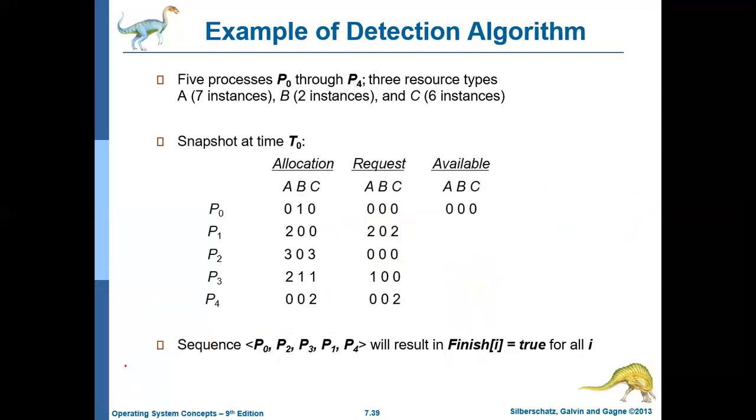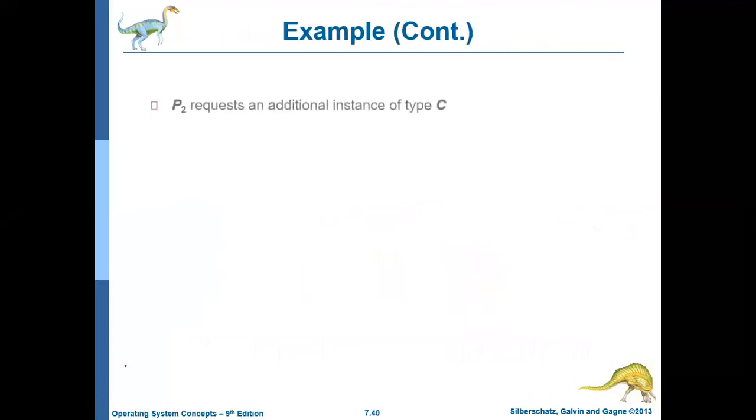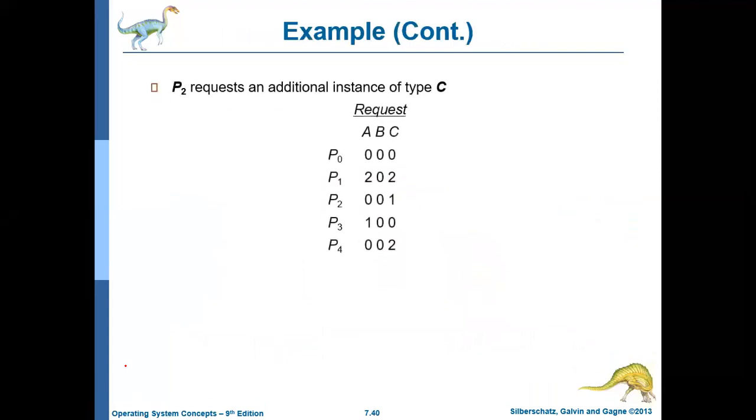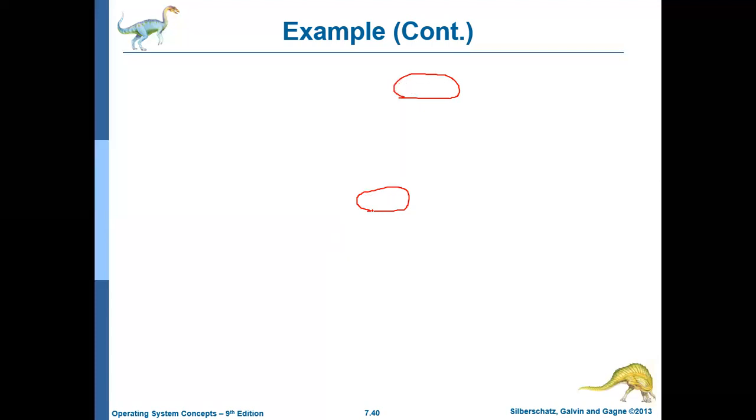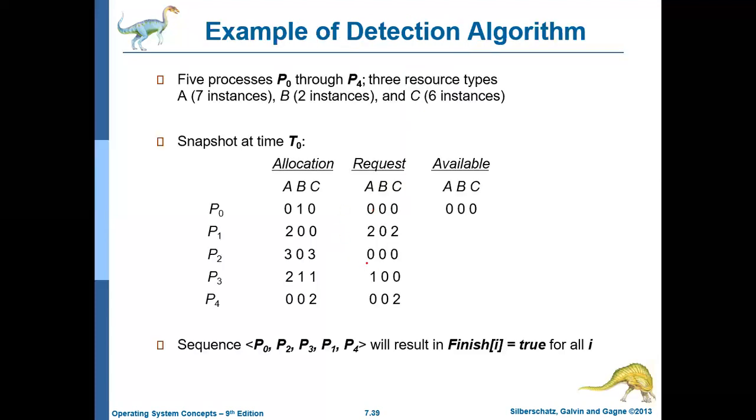Let us consider another scenario. Assume that P2 requests an additional instance of type C. That is, P2 becomes 001. No other changes. Previously P2 was 000. Now P2 becomes 001. You can see here: instead of 000, it becomes 001.